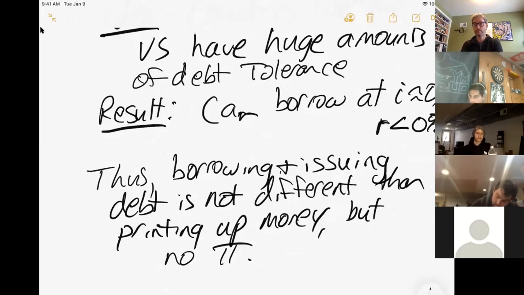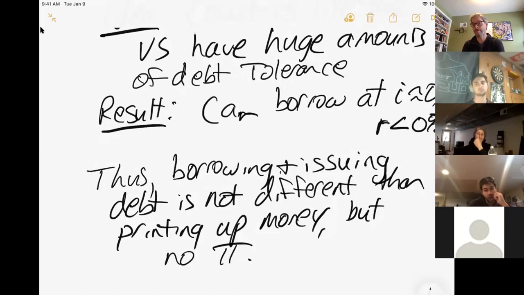When the government prints up money, what is a piece of currency? In some ways, you can think about it as a bond, but it's a very weird bond. It's a bond that pays no interest, and what does it get paid back with? Other pieces of money. So in a world of zero interest rates, what is a bond? A bond is something that pays zero interest, and what can you pay it back with? Other bonds. You just keep on issuing bonds to pay back the existing ones. And as long as there's debt tolerance, in other words, as long as there's people out there to buy it, you can just essentially issue as much debt as you want.